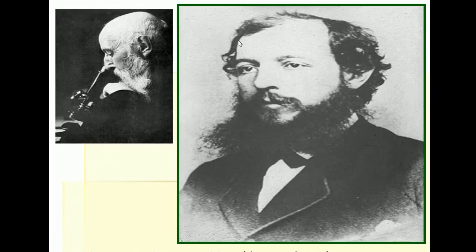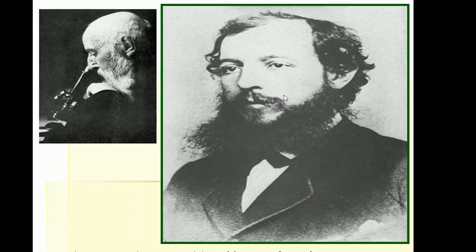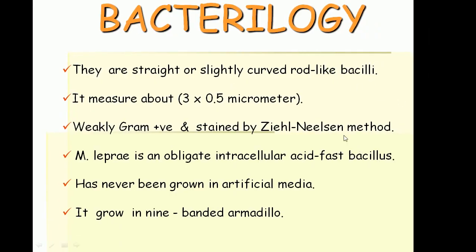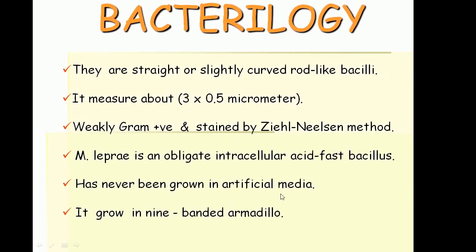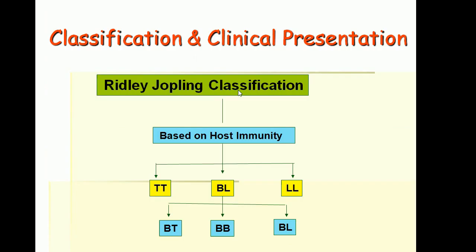The bacteria causing leprosy was extracted from the lesions by Hansen from Norway in 1873. That's why the disease is also called Hansen's disease. The bacteria are rod-like bacteria, and they are acid-fast bacilli stained by Ziehl-Neelsen stain. They cannot be grown in artificial media because they are actually obligate parasites, and they can be grown in animals like the nine-banded armadillo and the footpad of mice. This is the nine-banded armadillo for you.